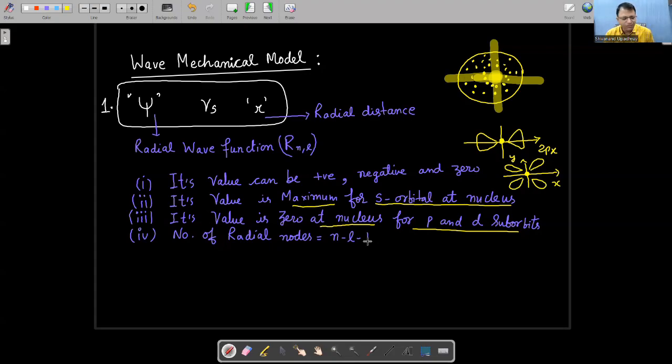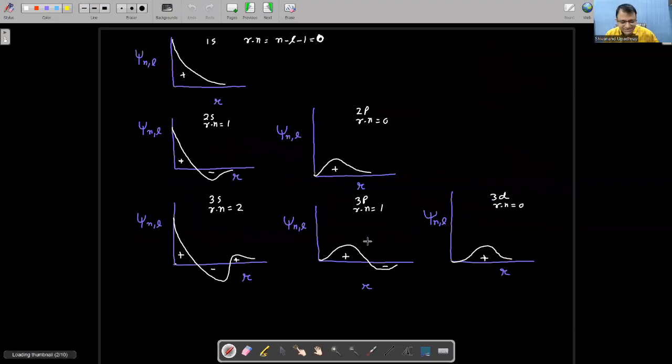Keeping these points in mind, we can draw the psi versus r graph. This is the graph for different types of orbitals. First, this graph is for the 1s orbital. For 1s, we can find the number of radial nodes as n minus l minus 1. For 1s, the value of n is 1 and the l value is 0, so the number of radial nodes will be 0. We have already discussed that at the nucleus, the value of psi square is maximum, so the value of psi will be maximum for the 1s orbital.